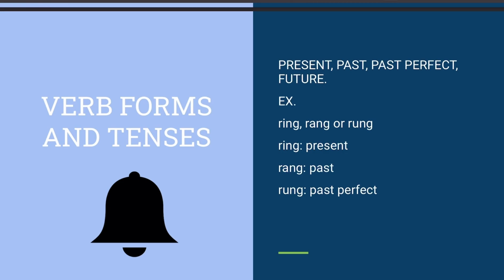Then another big topic is verb forms and tenses. So you basically need to know the present, the past, the past perfect, the future of the verbs. They all differ, and how to use it depends on the context. So an example would be when you're talking about a bell, and you have all these three different tenses here, but they mean the same thing. They're the same verb. So ring would be the present, rang would be the past, and rung will be the past perfect. So depending on the context that they're giving you, if it's present, you will use this verb, right? And all these verbs have different ways of presenting, so you need to be familiar with those.